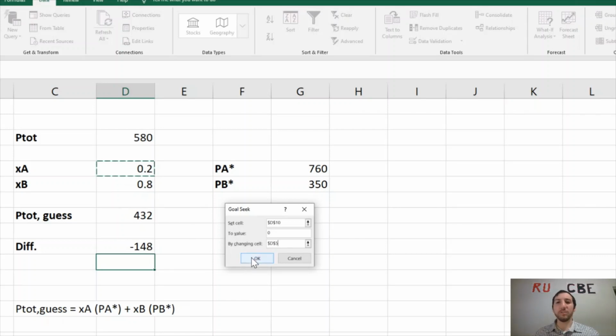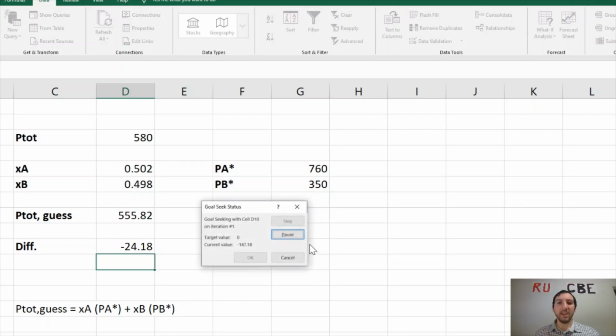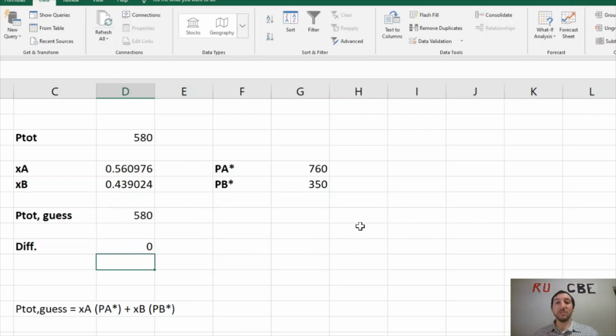What you'll do now is click OK, and you let Excel do all the work. As you see, it found my XA and XB values. It's these two, and my P total is the same value. My guessed P total is the same as the actual P total. And that was it. GoalSeek did all the work for you.